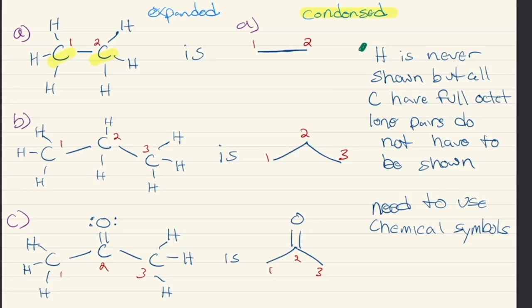Dimethylformaldehyde is what this molecule is, if I'm not mistaken. But the condensed formula, which alleviates us from having to draw a C or H, is shown here. Notice I've labeled the carbons once again. I have not labeled the oxygen because the oxygen we know is on carbon 2 based on the expanded formula.